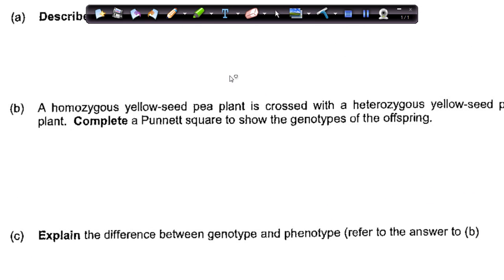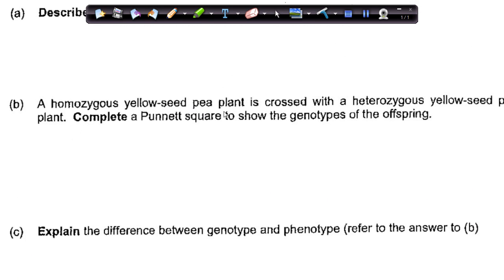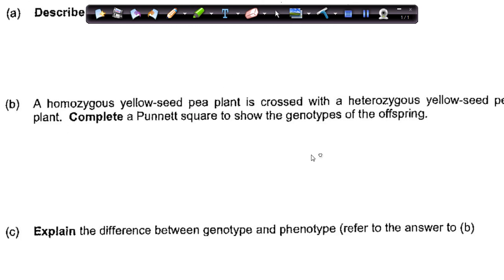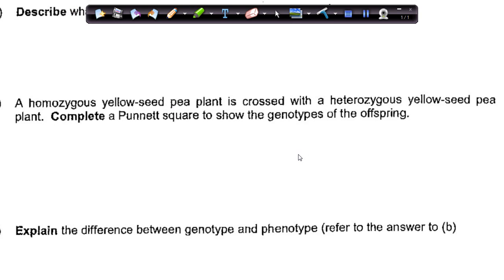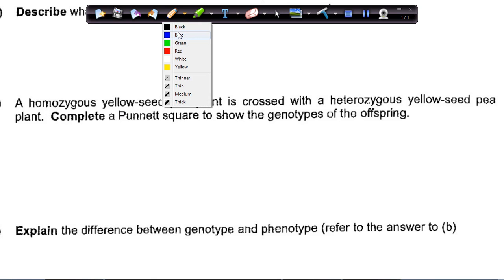So, a homozygous yellow seed pea plant is crossed with a heterozygous yellow seed pea plant. Complete a Punnett square to show the genotypes of the offspring. So, well, hold on, yellow was dominant, so homozygous yellow seed. Homo, meaning the same, yellow seed pea plant, so homo yellow. This is actually how I would tackle these problems.